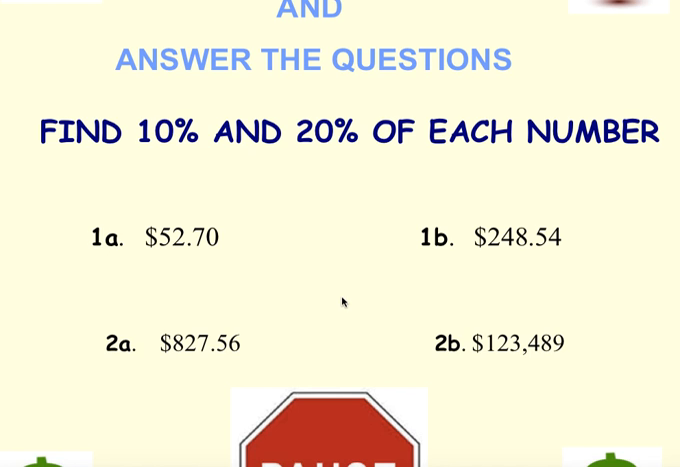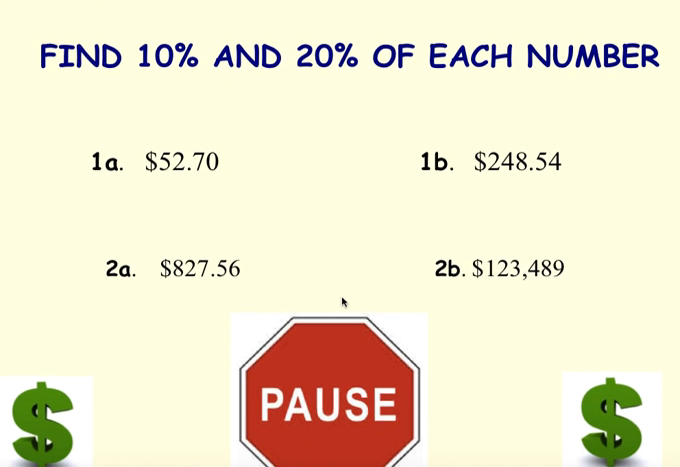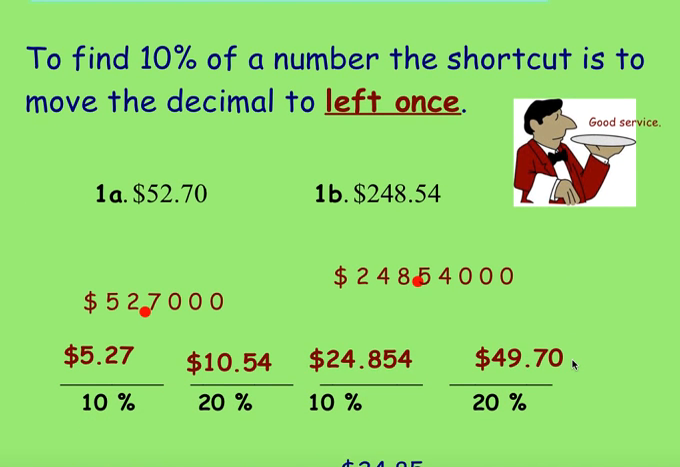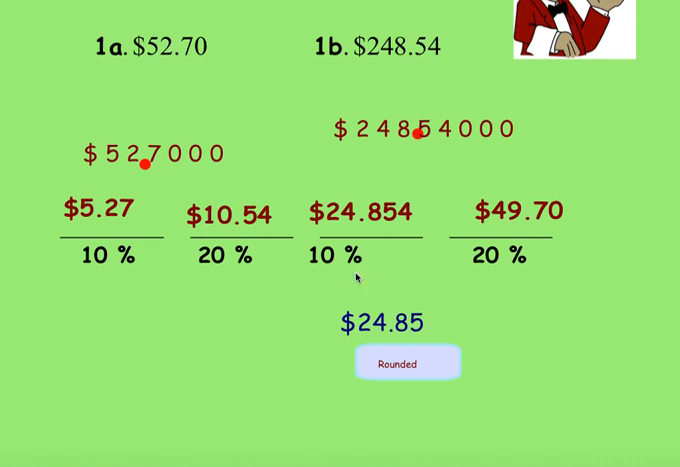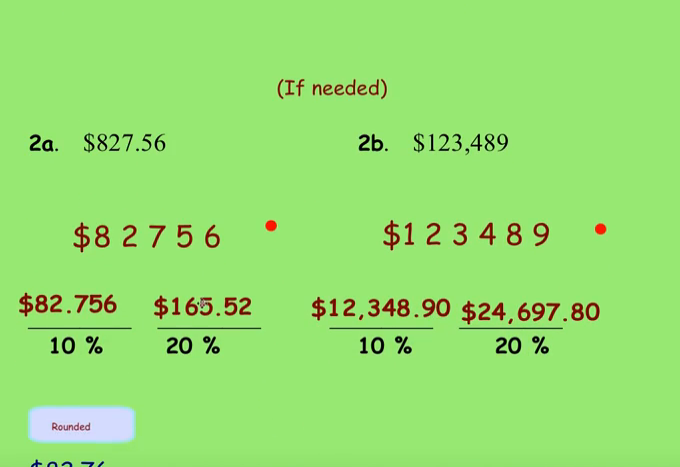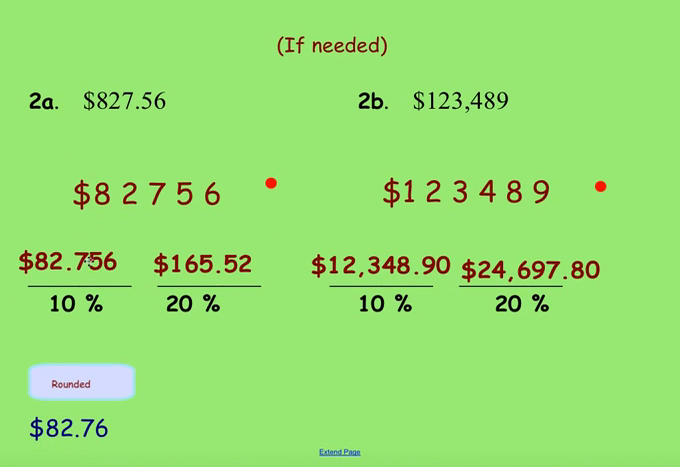Welcome back. If you either did pause or did not pause, I'm going to show you the answers. And this should be the answers on the first one. $5.27. And then you're probably going to want to round on this one to $24.85. Then get down a little bit further, and here are your values. Again, you're probably going to have to round if you're dealing with money.